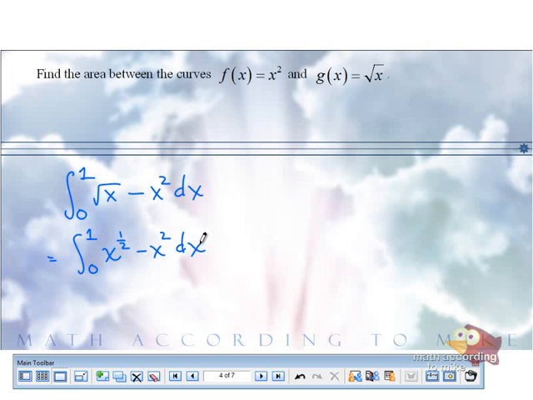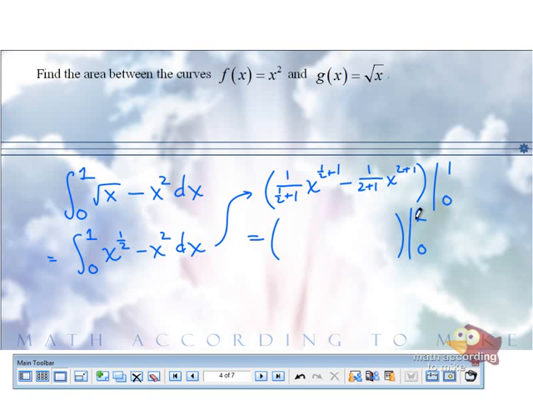So, I'll write this one out because this one's a little bit harder. We will have 1 over 1/2 plus 1, x to the 1/2 plus 1, minus, this one's nice, 1 over 2 plus 1, x to the 2 plus 1. And we're going to evaluate this from 0 to 1. What is 1 over 1/2 plus 1? 1/2 plus 1 is 3/2, so what's 1 over 3/2? 2/3.